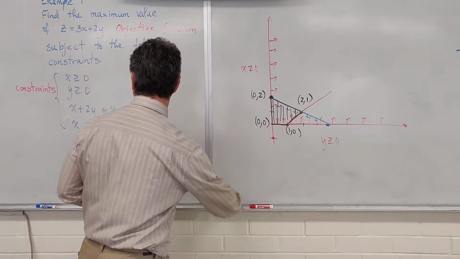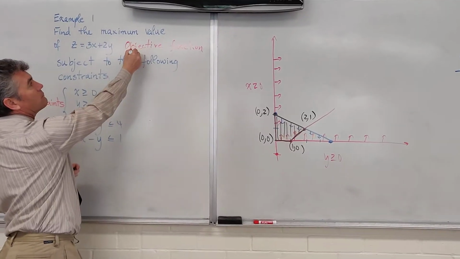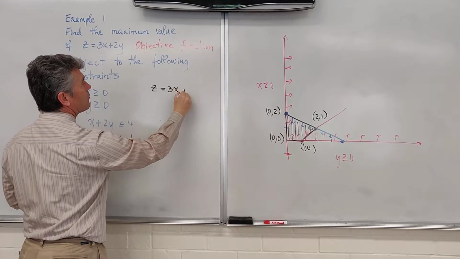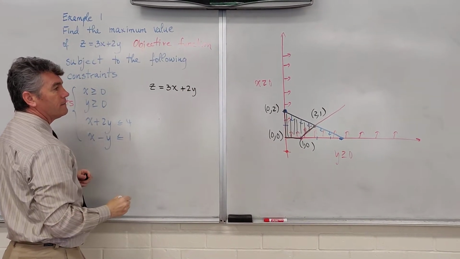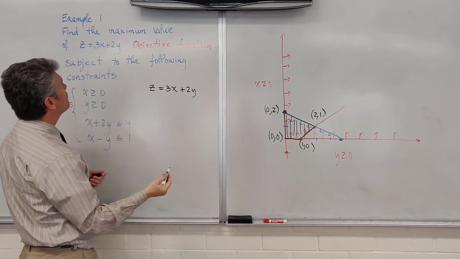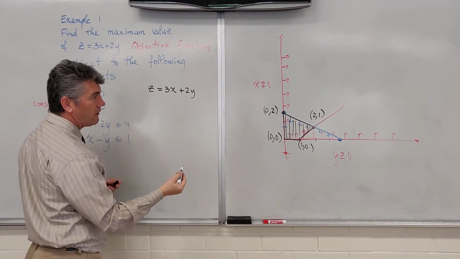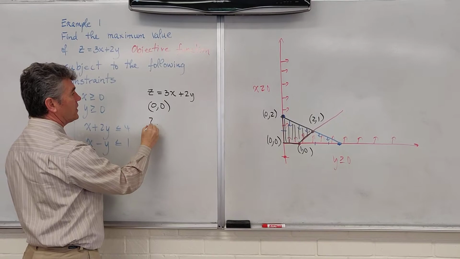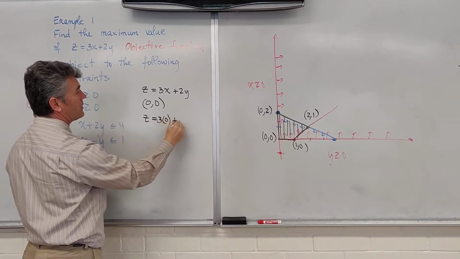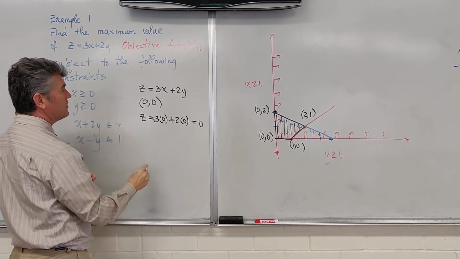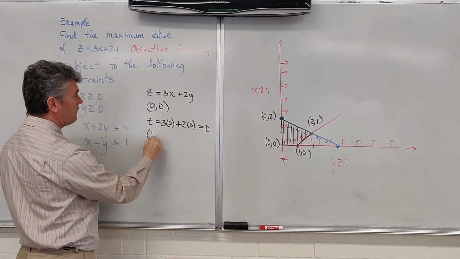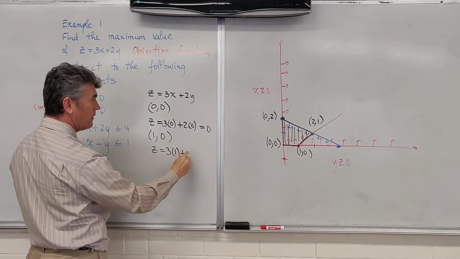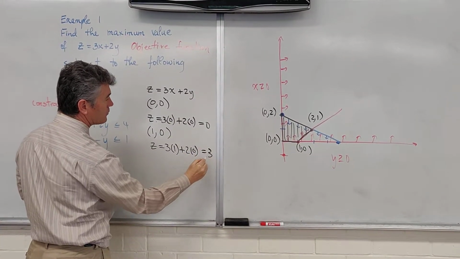So let's do so. We have the objective function z is equal to 3x plus 2y. Let's start with the point 0, 0. Clearly, we should not expect the maximum to occur there. So 0, 0 is the first point we check. Z is equal to 3 times 0 plus 2 times 0. It is equal to 0. Next, we check 1, 0. Z is equal to 3 times 1 plus 2 times 0. It is equal to 3.